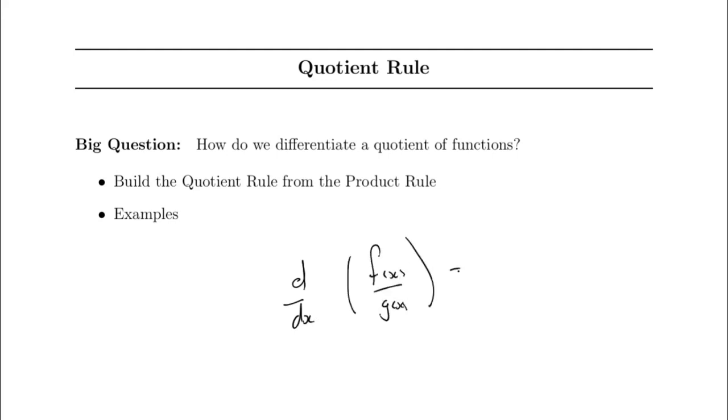like this, that's probably not going to be f prime of x over g prime of x. That didn't work for products, and so it makes sense that it's not going to work for quotients, although this is a pretty common mistake that students will still make. Instead, we're going to take the product rule and shuffle it around to get the quotient rule out of it. Then we'll take a look at some examples.